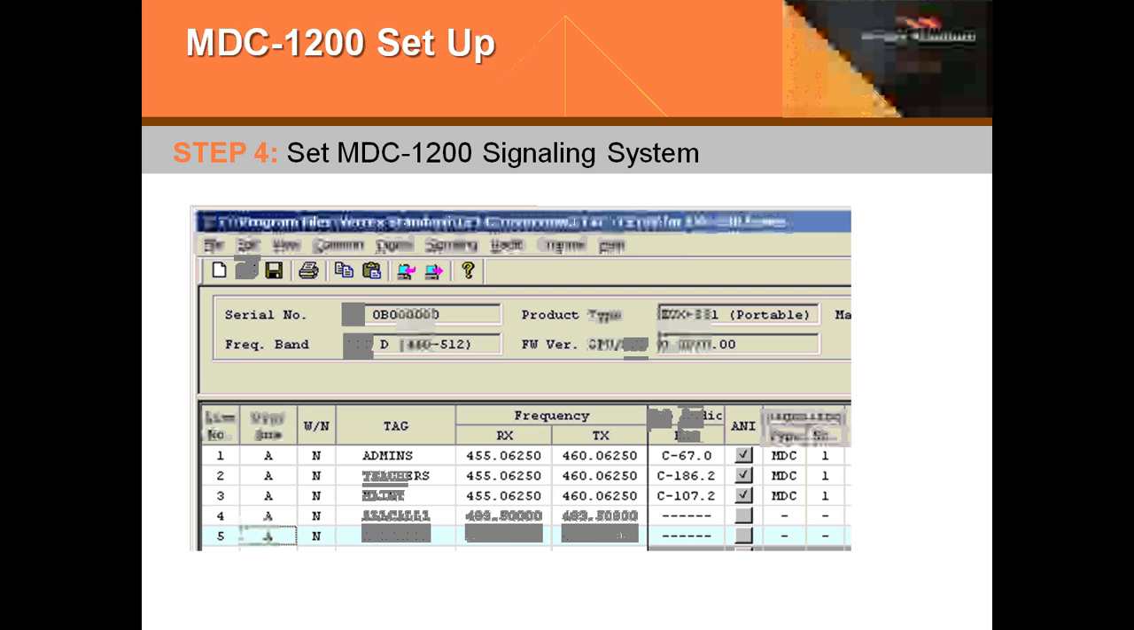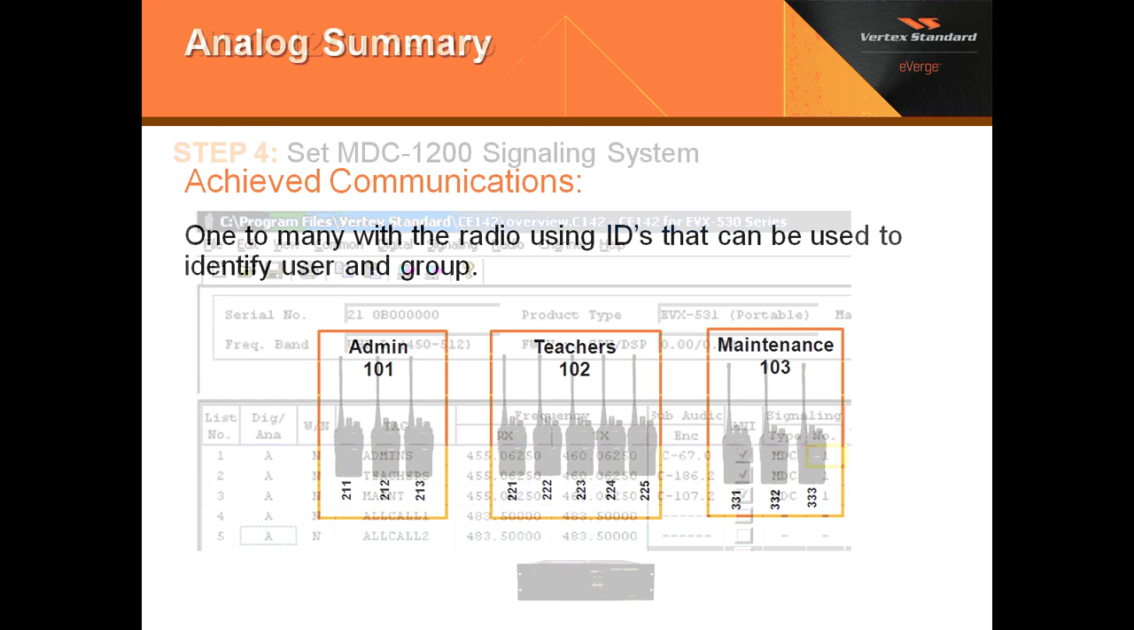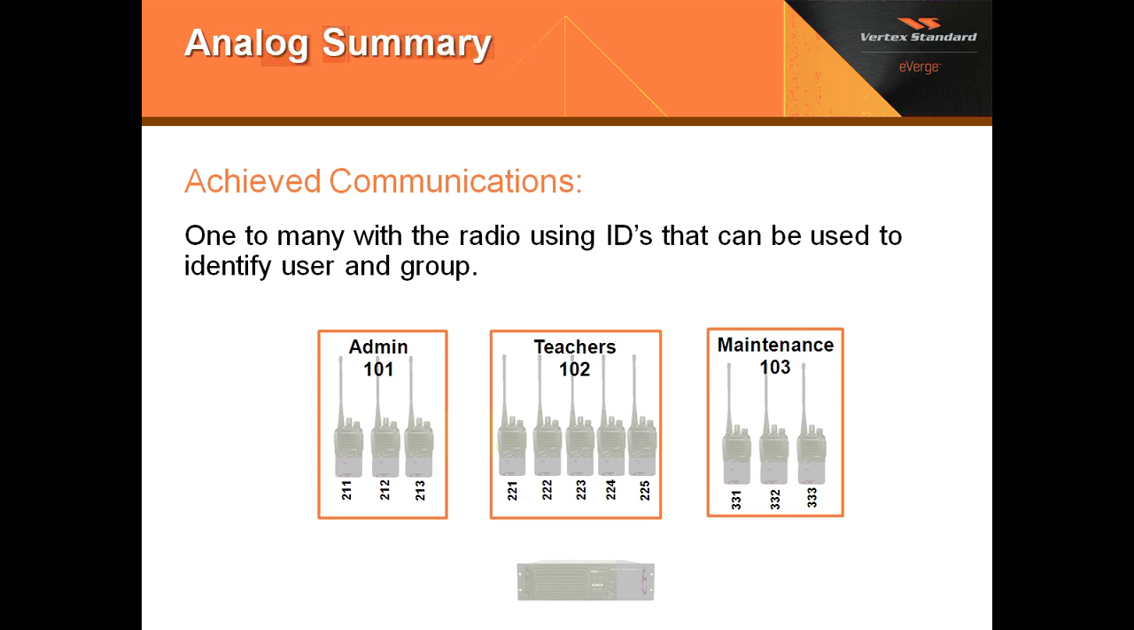and we'll go ahead and look at setting MDC 1200 signaling systems. That's located here. You click on here, and you have a pull down. You want to select MDC system, and then pick which system you want. Once you've done this, you will then lose the ANI checkbox.